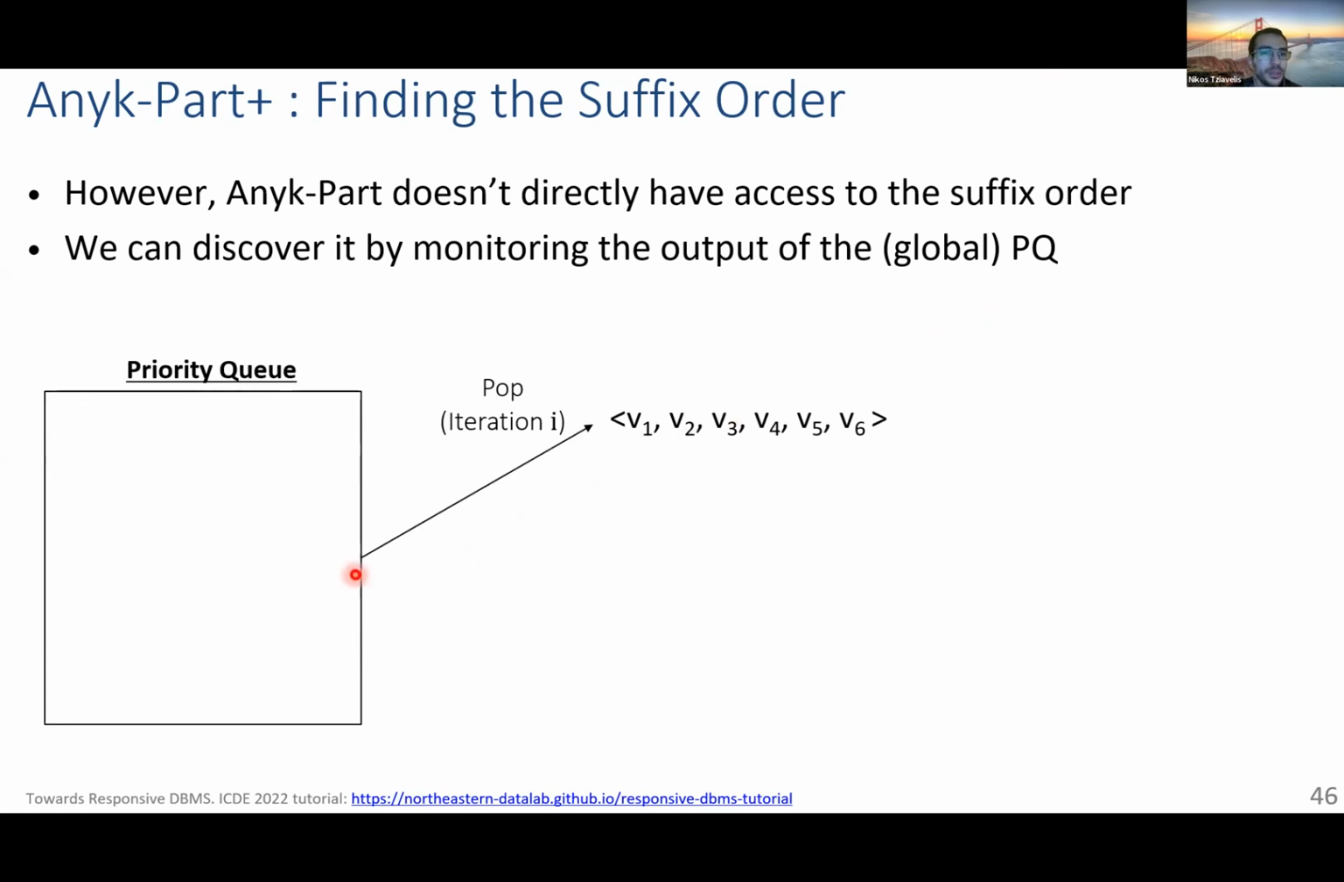So what we do is, let's say at some iteration I, we pop this path V1 to V6, and we can break it up at every possible point and get a prefix and a suffix.